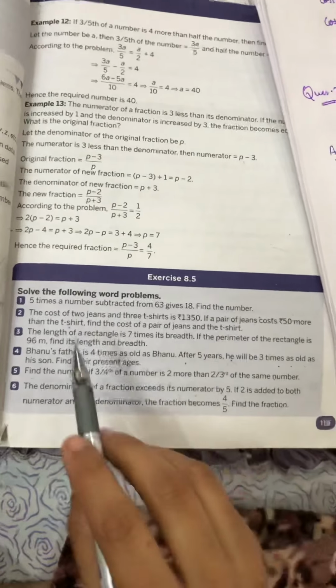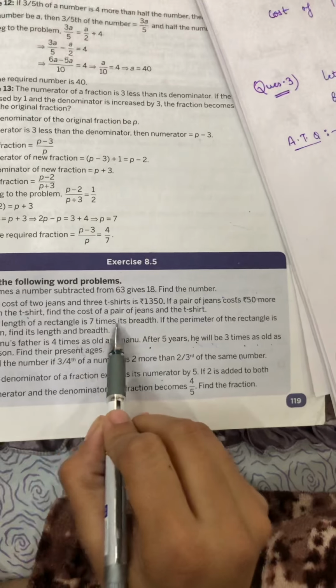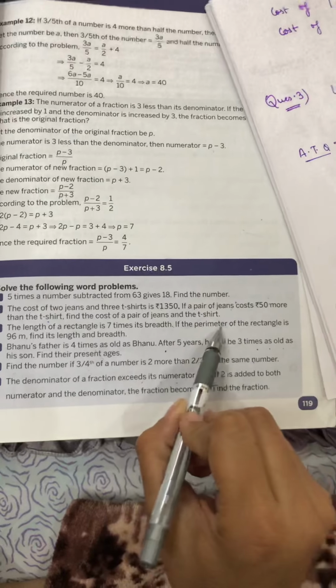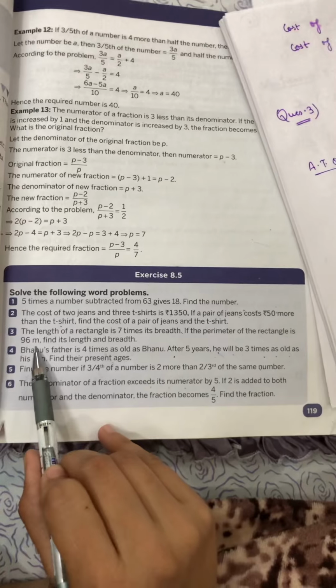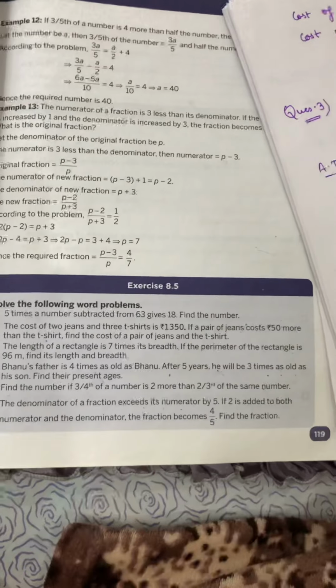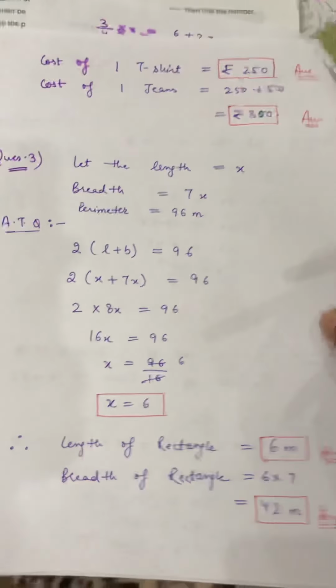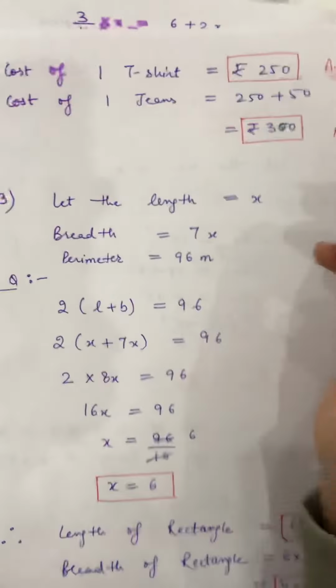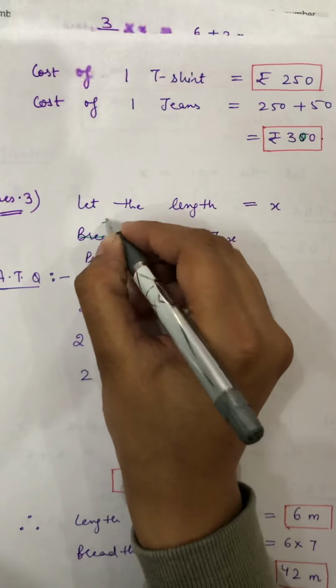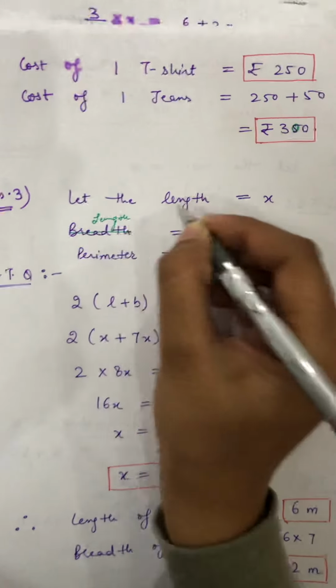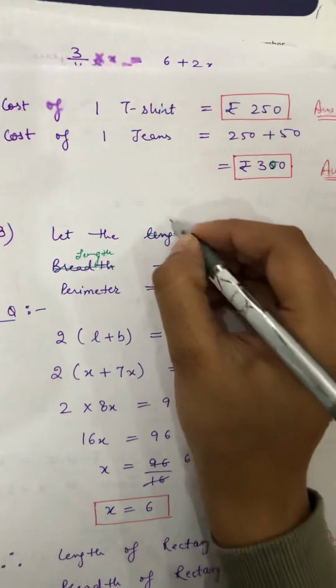Now question three: the length of a rectangle is 7 times its breadth. If the perimeter of the rectangle is 96 meters, find its length and breadth. Right? So they are saying that this is your length. A mistake has been made in this question, sorry for that.